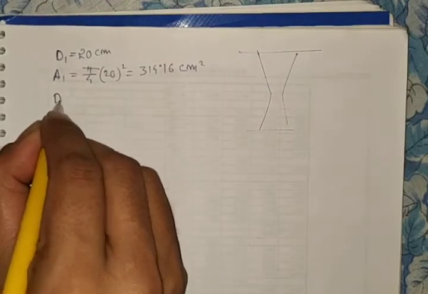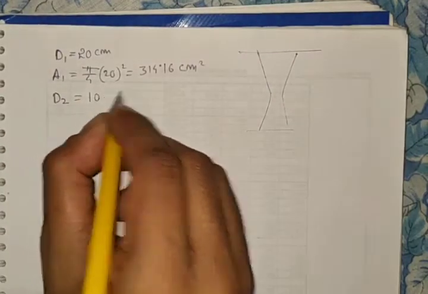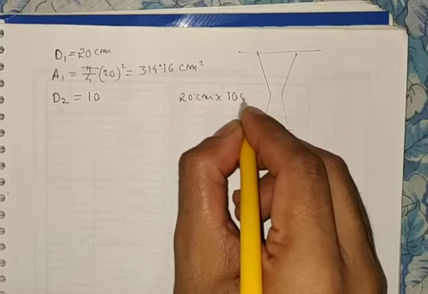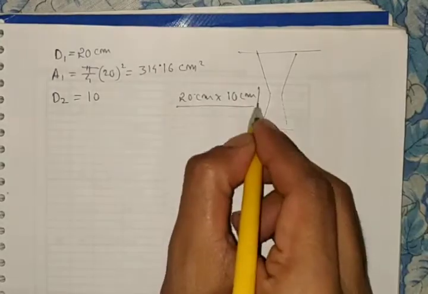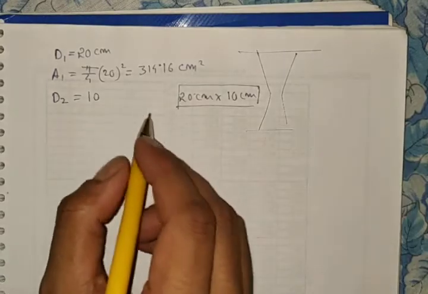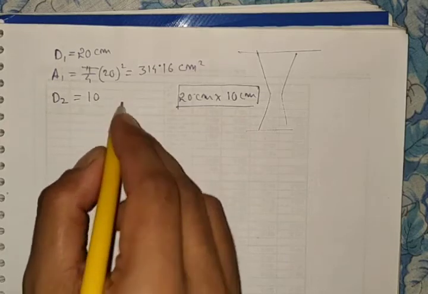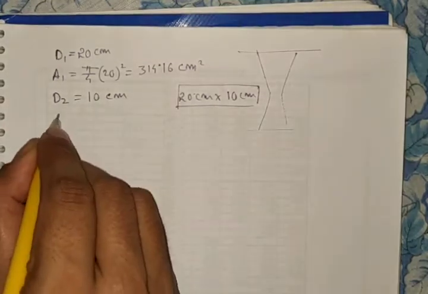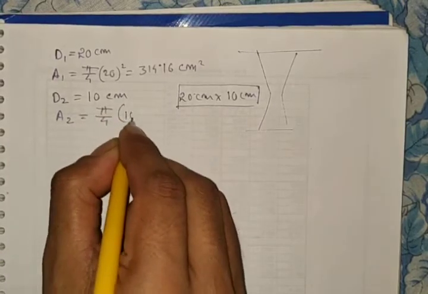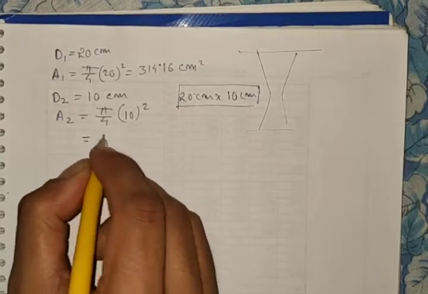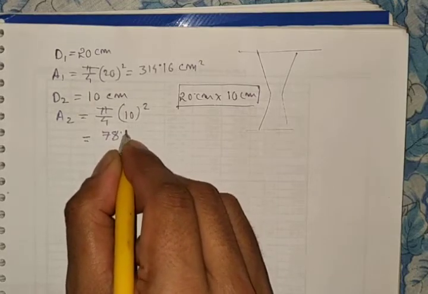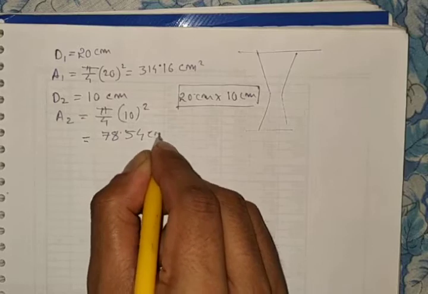Similarly, the diameter at the throat is also given, that is 10 cm. It is already mentioned as 20 cm by 10 cm. This is the specification of the venturimeter. So the diameter of the throat is 10 cm. So the area of the throat, pi by 4 times 10 squared, will be equal to 78.54 cm².